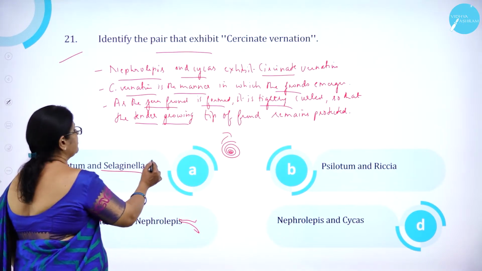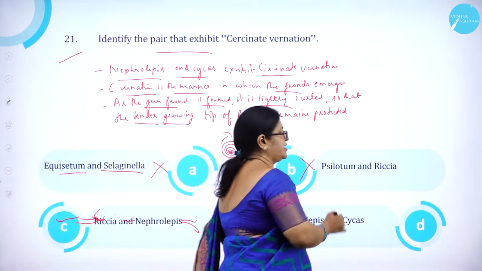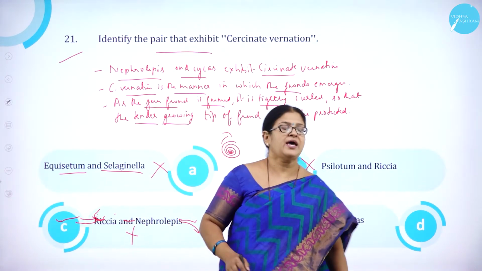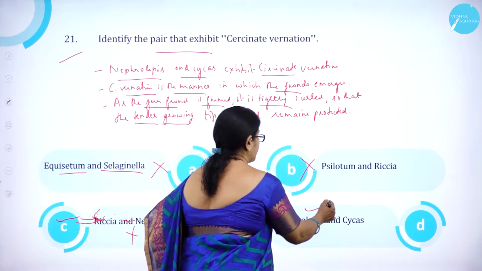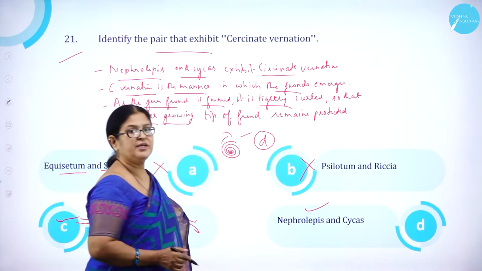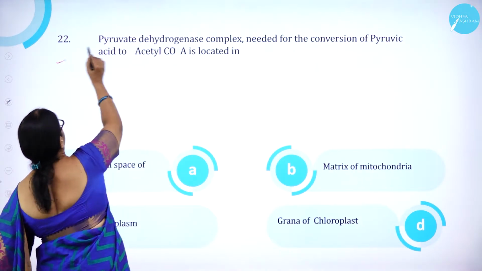Option A, Equisetum and Selaginella is wrong. Option B, Psilotum and Riccia is wrong. And option C, Riccia and Nephrolepis is wrong. And option D, Nephrolepis and Cycas is correct. So option D is correct. So, question number 22.